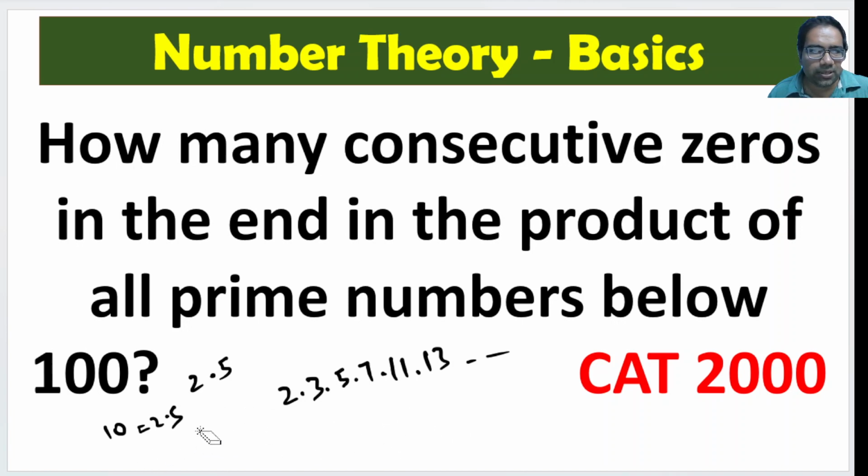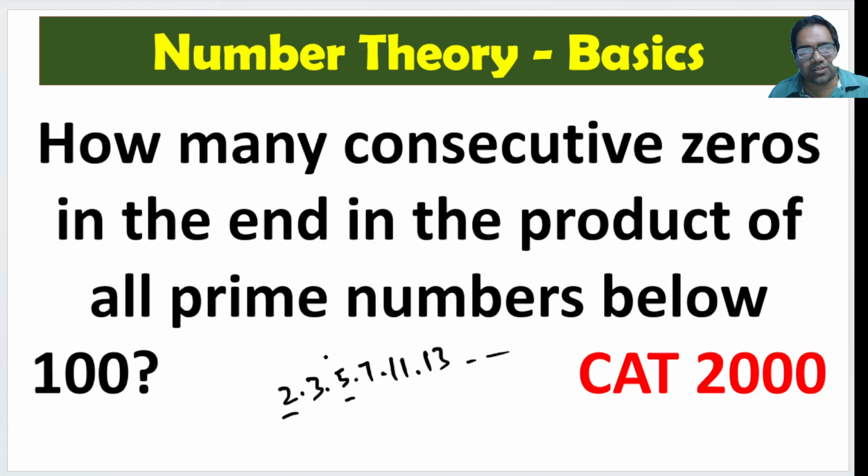Because it is about prime numbers, there cannot be more than one 5. Once you encounter a second 5, for example 15, 25, these are all multiples of 5, so there is no way a second 5 can come for a prime number. And there is no way another 2, or a multiple of 2, can also come, because any multiple of 2 is an even number and it is not a prime number. So there is only one 5 and only one 2 in this.